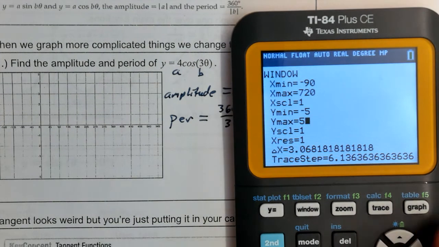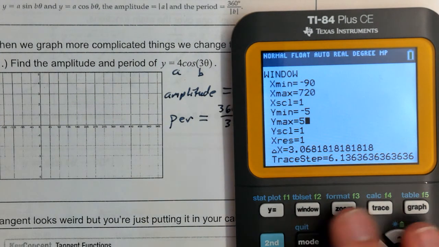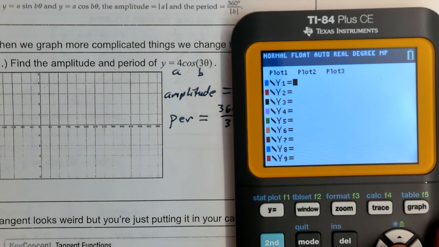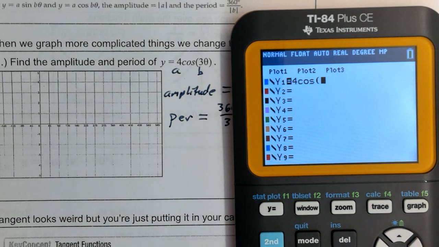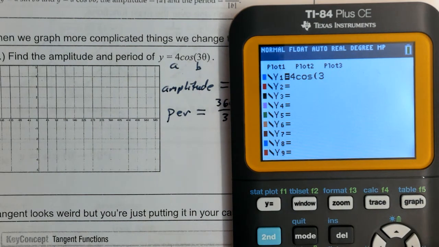In Desmos, you can do a similar thing, but that's what you want your window setting to be. Then in your calculator, you're going to enter 4 times cosine of, in parentheses, 3, and then instead of using theta, you can just use x.